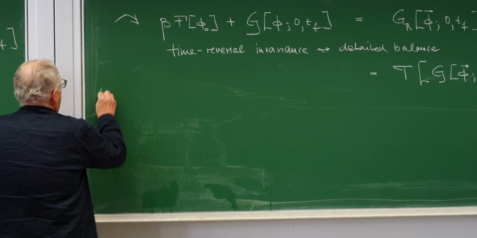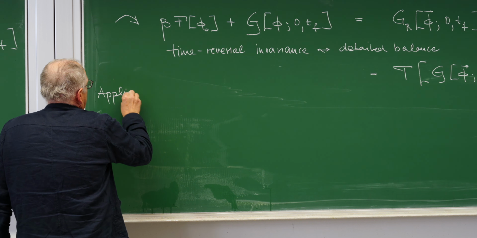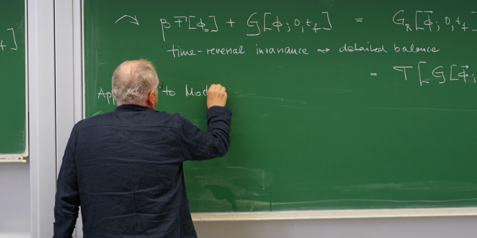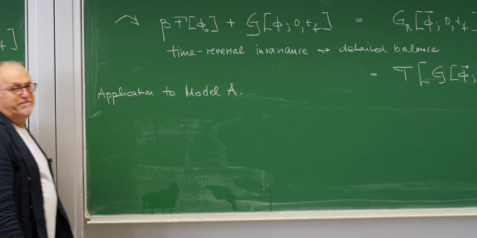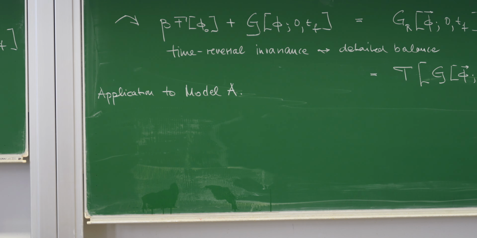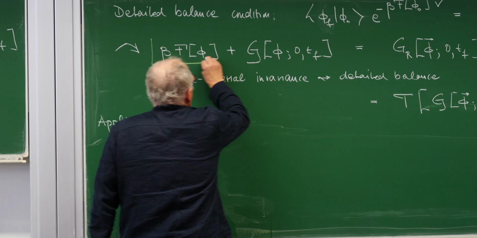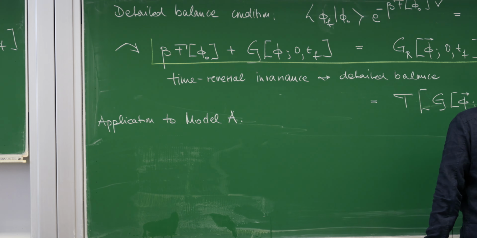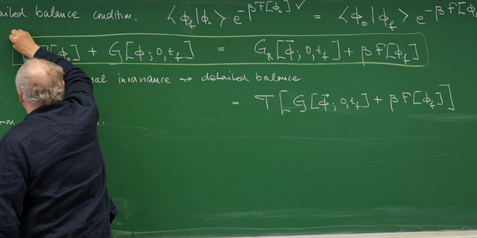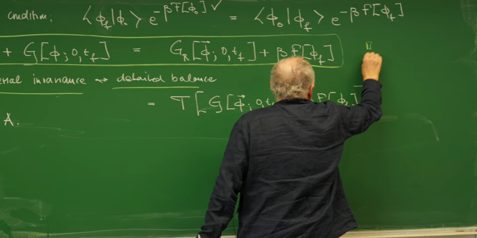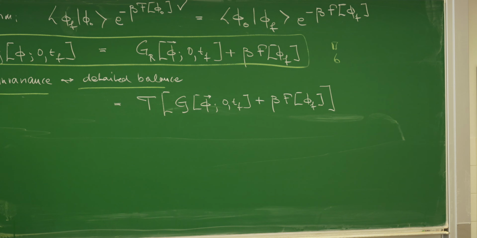So let us now apply this to a model, namely model A. So you see how this actually gives you a nice way of proving the Onsager-Einstein relation. So let's see how this works out there.